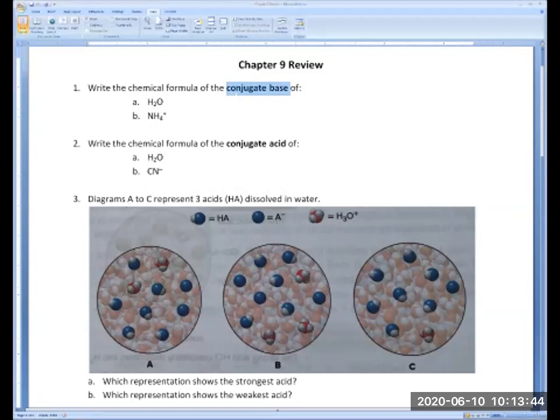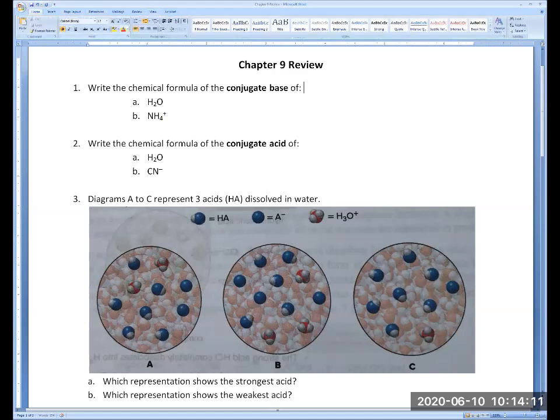So the first exercise here is to write the chemical formula of the conjugate base of water and the ammonium ion. That means you need to consider those as your acids, and you need to find the formula of what they become when they have donated their proton. Let me maybe write something here.